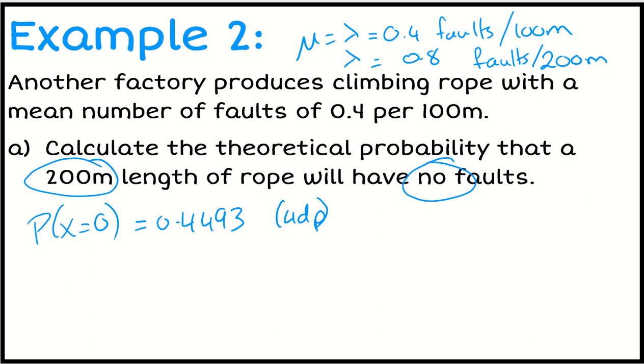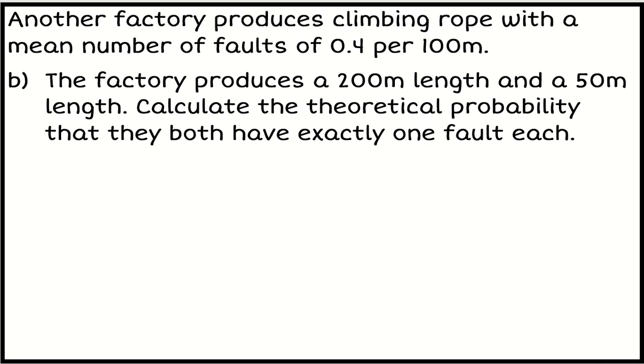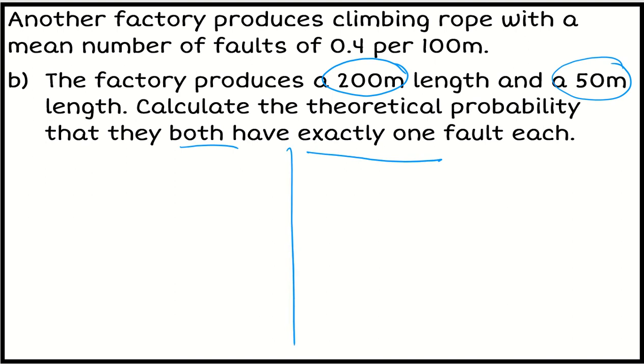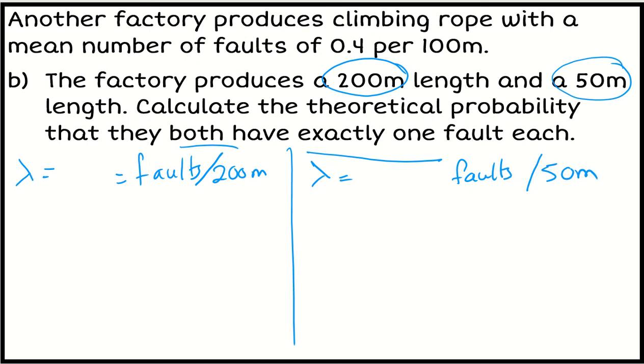Okay, one last question. So now we've still got the same climbing rope with a rate of 0.4 per 100 metres. The factory produces a 200 metre length and a 50 metre length, and we want to find the probability that they both have exactly one fault each. Okay, so I'm going to separate these into two parts. I'm going to first of all deal with having a rate per 200 metres. So I want to know what's the number of faults per 200 metres. And I want to know what is the rate of faults per 50 metres. So I need to deal with each of those separately.